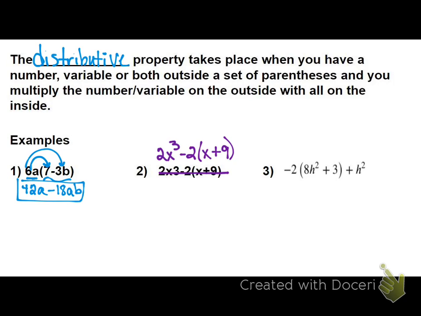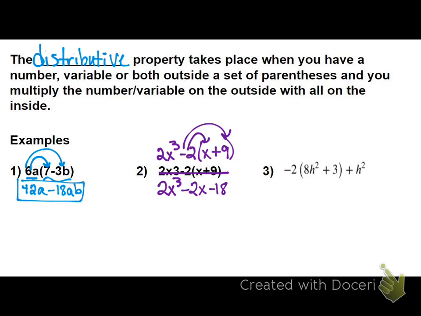Okay, so I have 2x cubed minus 2 times x plus 9. Are there any parentheses up here that I can get rid of by using distributive property? So what are you going to distribute, Josh? And where are you going to distribute that? To the x and the 9. So the first thing I'm going to do is bring down that 2x cubed so I don't forget it. And then I'm going to start distributing. Josh said I'm going to take negative 2 times x, which equals negative 2x. And then I distribute negative 2 with that positive 9, which equals negative 18. Nice.